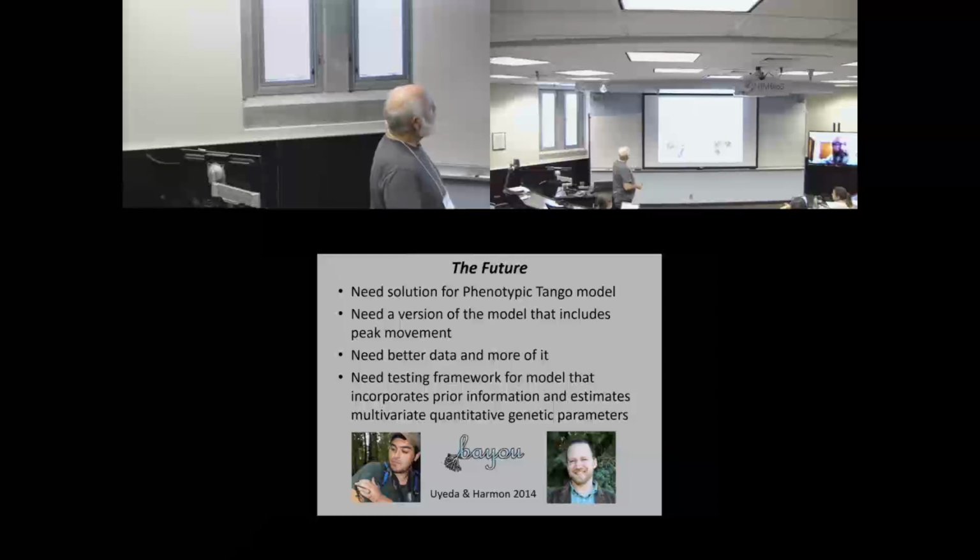Okay, so we need an analytical solution to the phenotypic tango model, I think, but we haven't got it. We need a version of the model that includes peak movement. Actually, I've done simulations with the peak movement, so you'll see that in the paper. We need better data and more of it. It would be nice to have preference data, but maybe we don't need it actually. But I think it would still be nice to have it.